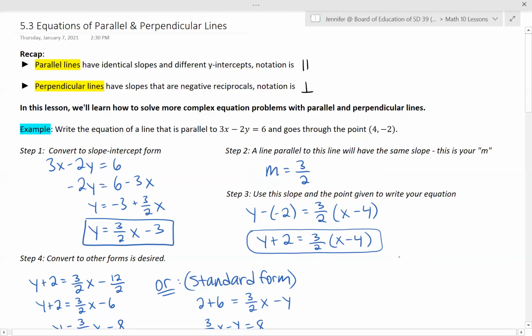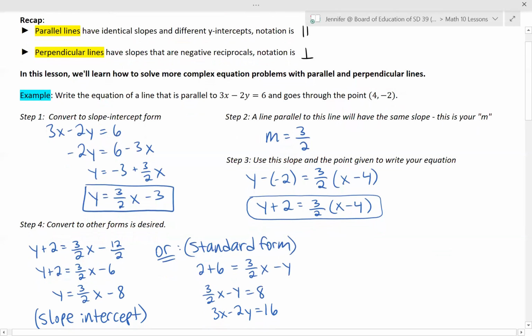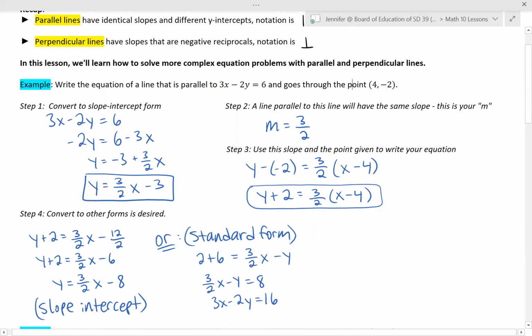Step 4 is optional depending on what the question's asking. Sometimes it might want you to write your final answer in a specific form. So this is in point-slope form. Maybe it would want you to convert to either of the other two, and I've shown the steps here of how we do that. But again, you should be pretty comfortable with doing the conversions between the different forms at this point.